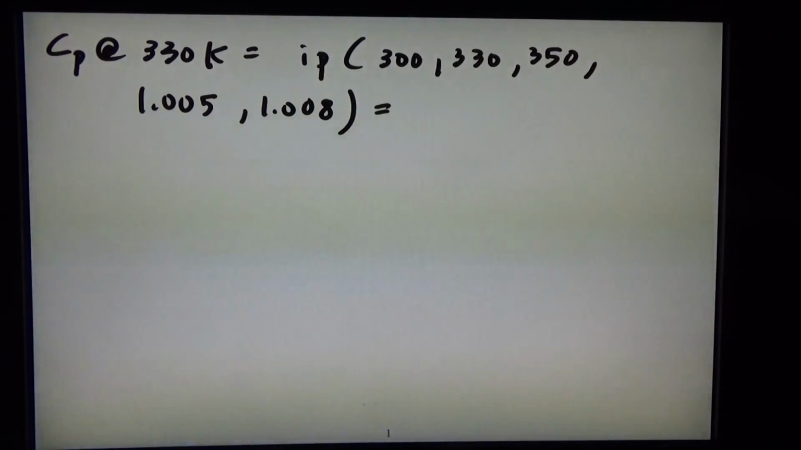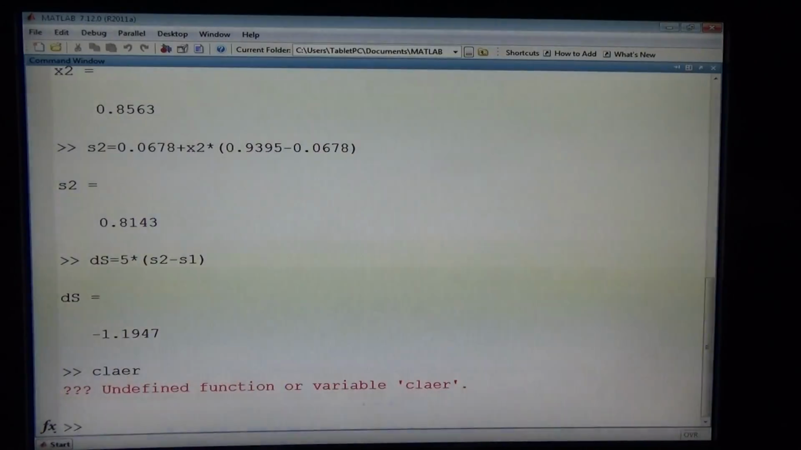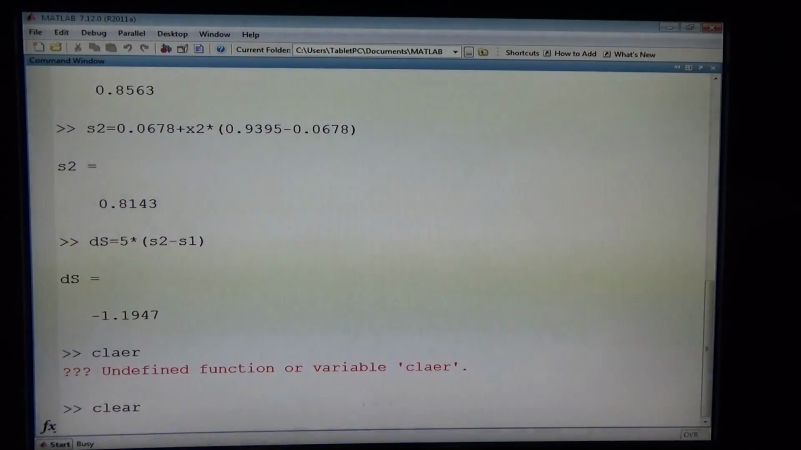Alright, so now we just need our calculator to work. Here we go, looks like it's back up. This time I'll type in clear correctly. Clear all the variables that were saved as something and then clear off the screen as well.